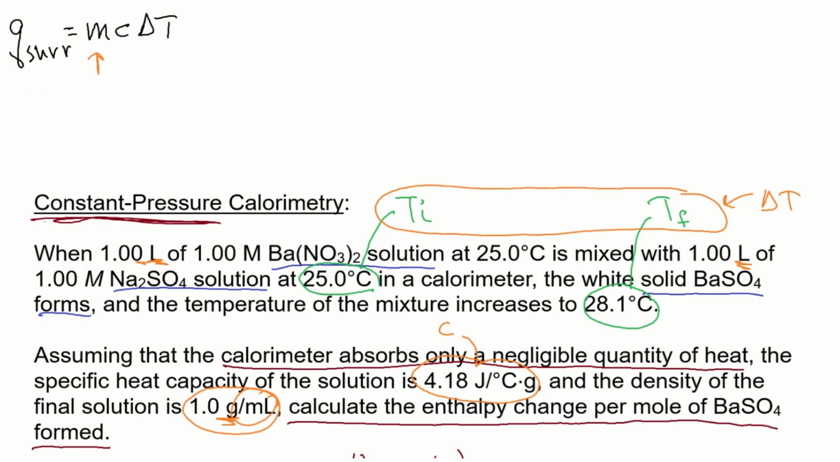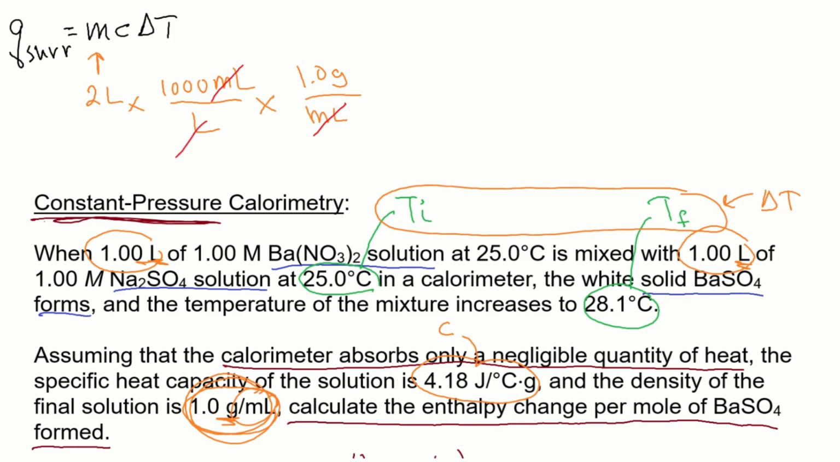Let's get the mass of the surroundings. We're told that we're mixing 1 liter of each of these reactant solutions. So 1 liter plus 1 liter, we have 2 liters of the surroundings. Let's get that into milliliters so we can use the density that's given to us. We have 1,000 mL in 1 liter. And now we can use the density as our final conversion factor to cancel everything else out except for grams, which is the unit of mass we're looking for.